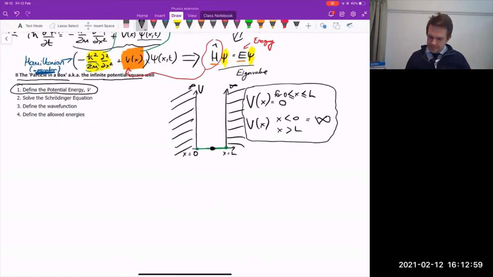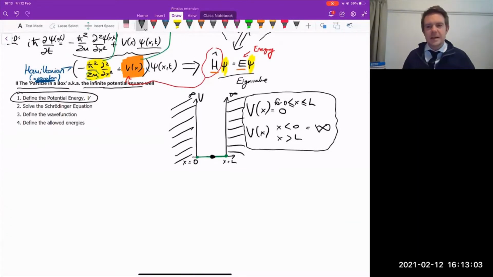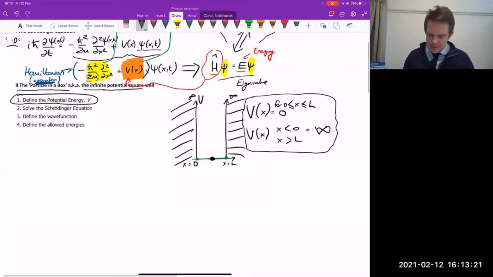Now, I'm going to write the Schrodinger equation down. This is where it starts to get mathematical. Those of you who do further maths and are in the second year are going to be able to stomach this better than the first year. I will try to outline what maths I'm using when. I'm going to write the equation down.